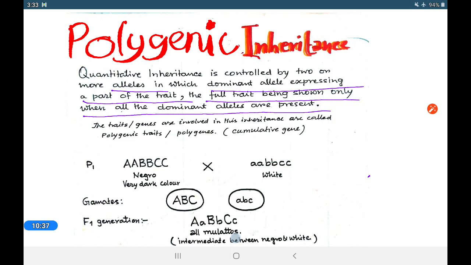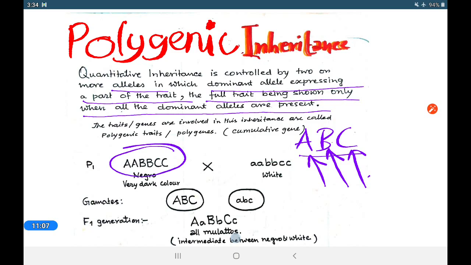Here, a very good example is human skin color. Suppose for human skin color, these three genes A, B and C are there. The number of dominant genes, any of A, B or C, increases the darkness of the skin color of humans. So if we make the combination AABBCC, that is the very dark color, the darkest color.